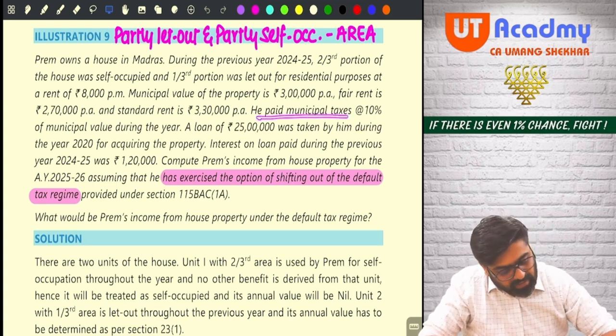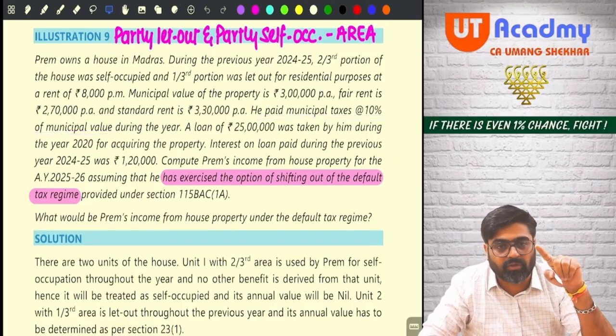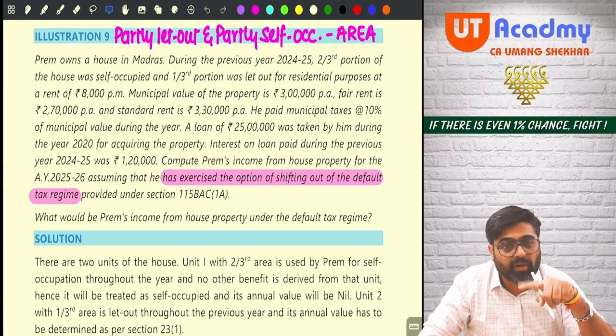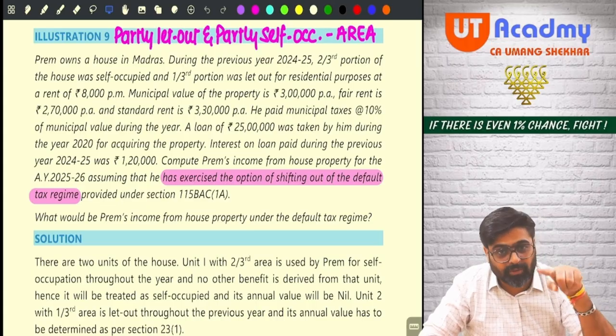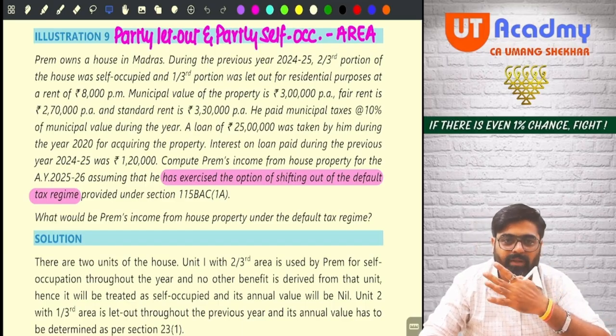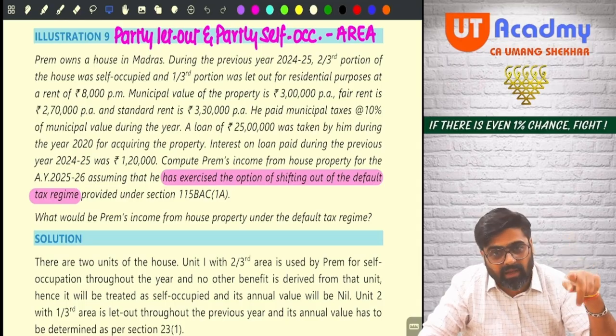He paid municipal taxes at 10% of the municipal value during the year. So whatever municipal value was there, on that 10% municipal taxes are levied. So that municipal tax will be for the entire house. Now you are supposed to divide that municipal tax also into 2/3 and 1/3. The 2/3 which relates to SOP portion will not be allowed, but 1/3 which relates to LOP portion will be allowed while calculating income from LOP portion.